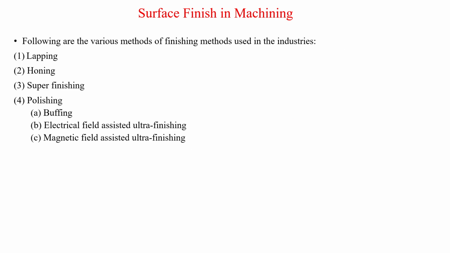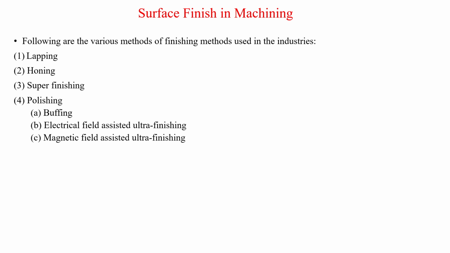Now please pay attention from this part. Surface finish in machining. Basically we have different processes for the surface finish after machining. When we do machining, we need to do the surface finishing process, and there are various types of surface finishing processes. There are other processes also, but these are the very well known processes used after machining for surface finishing. First is lapping, then honing, then super finishing, and then polishing.